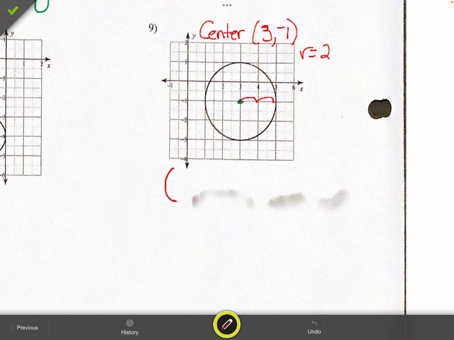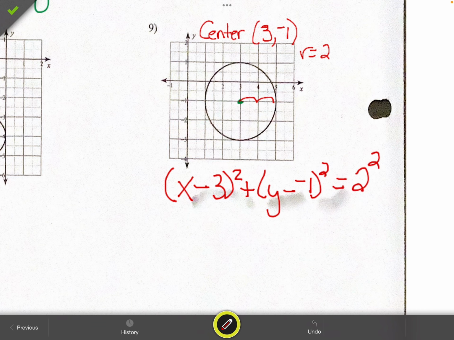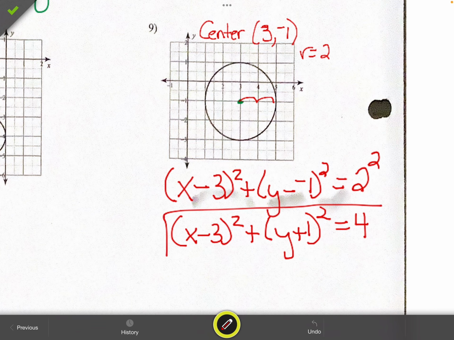Drop it into your standard form. X minus h, all of that squared. Y minus k, that squared. And my radius squared. X minus 3 is good. Y minus -1, we don't leave it like that. Minus negative becomes plus a positive. And 2 squared, 4.